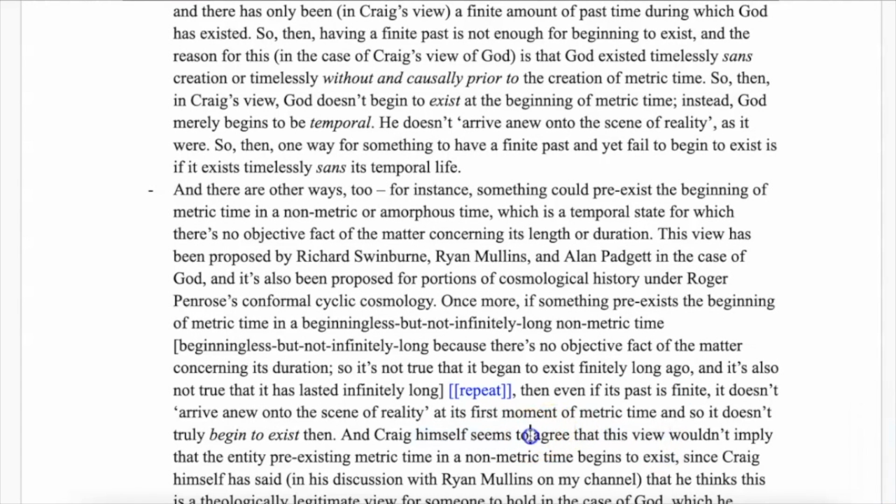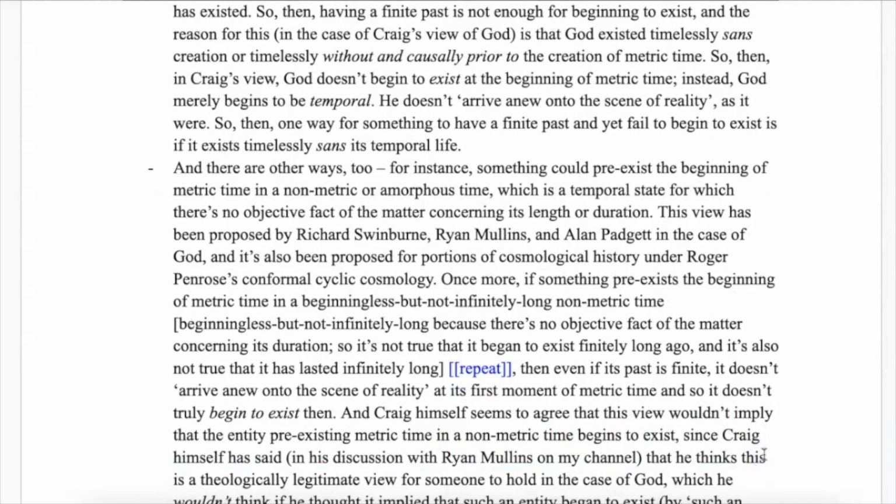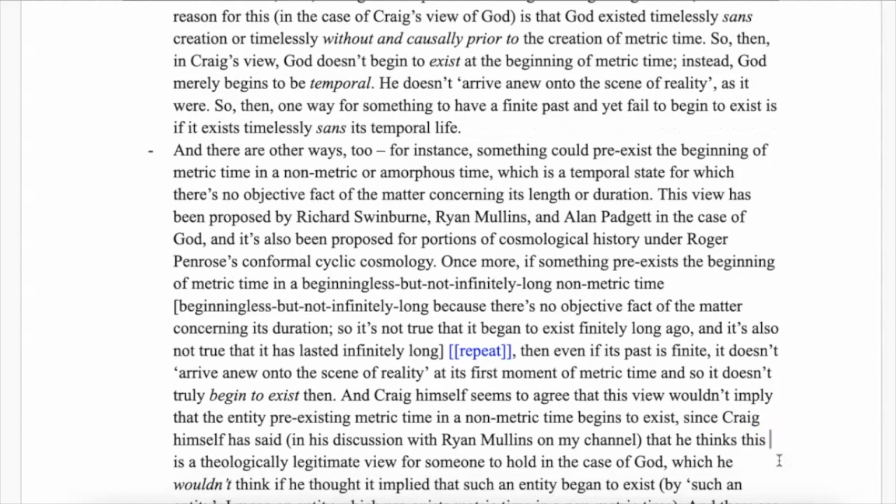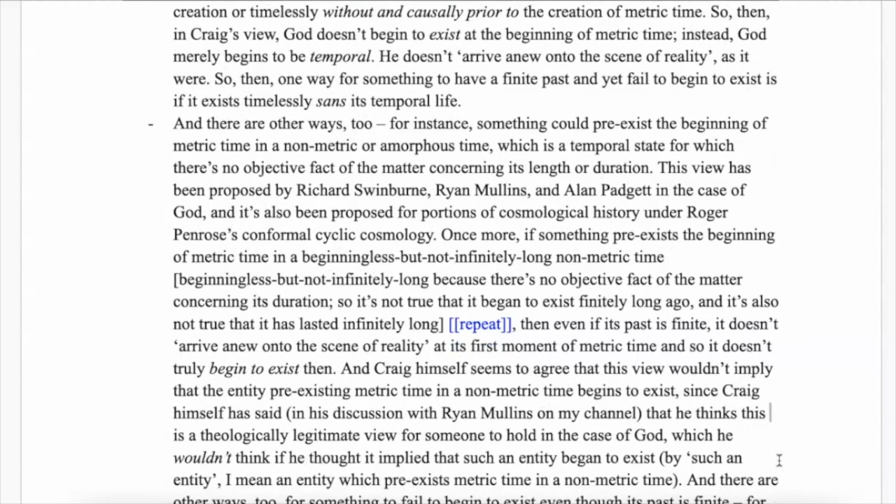And Craig himself seems to agree that this view wouldn't imply that the entity pre-existing metric time in a non-metric time begins to exist, since Craig himself has said in his discussion with Ryan Mullins on my channel that he thinks this is a theologically legitimate view for someone to hold in the case of God, which he wouldn't think if he thought it implied that such an entity began to exist, where by such an entity I mean an entity which pre-exists metric time in a state of non-metric time.